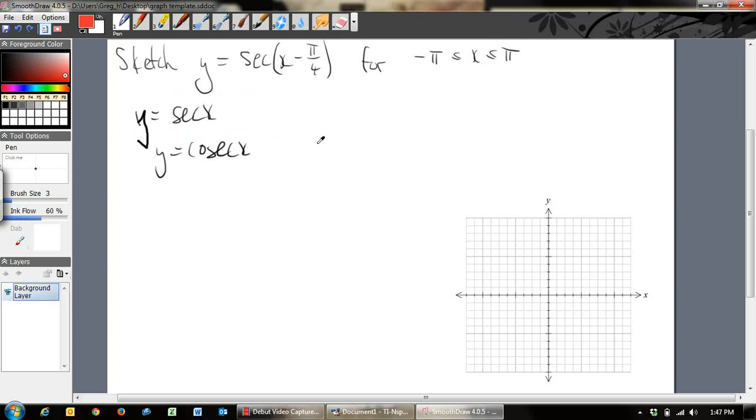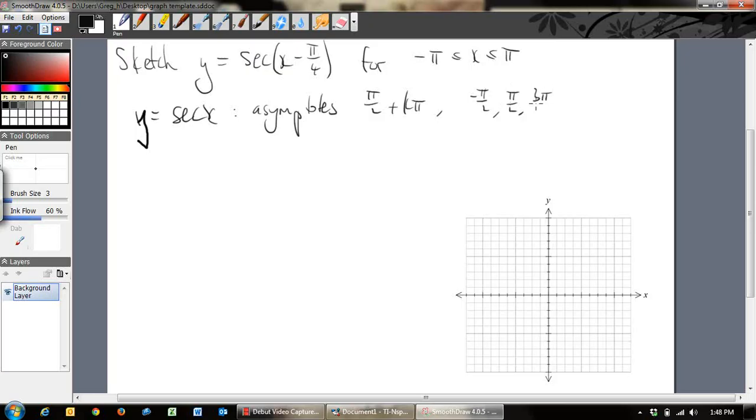Okay, so what I'm going to do first is write down what the asymptotes of y equals sec x are, and then we're going to have a look at what the transformation does. So y equals sec x has asymptotes of what? Well, we just wrote it down, pi over 2 plus k pi. Okay, so if we think about it in this general range, we've got negative pi on 2, pi on 2, 3 pi on 2, etc. And if I go down this way as well, negative 3 pi on 2. So they're the sort of asymptotes.